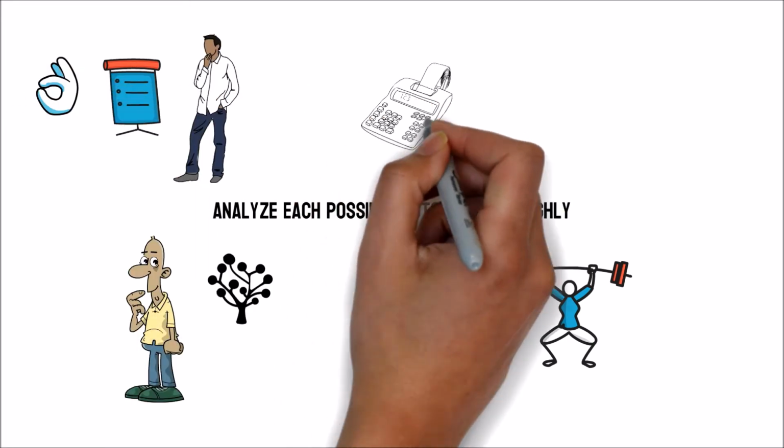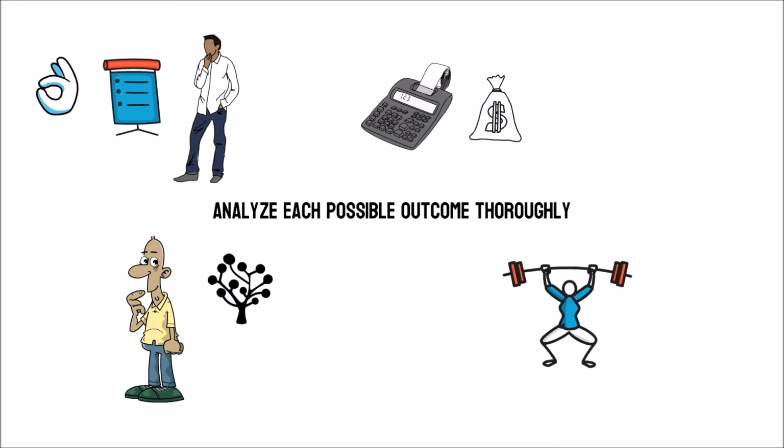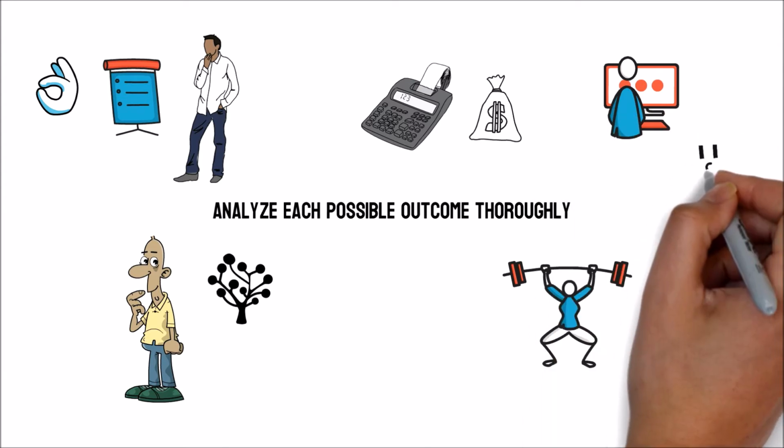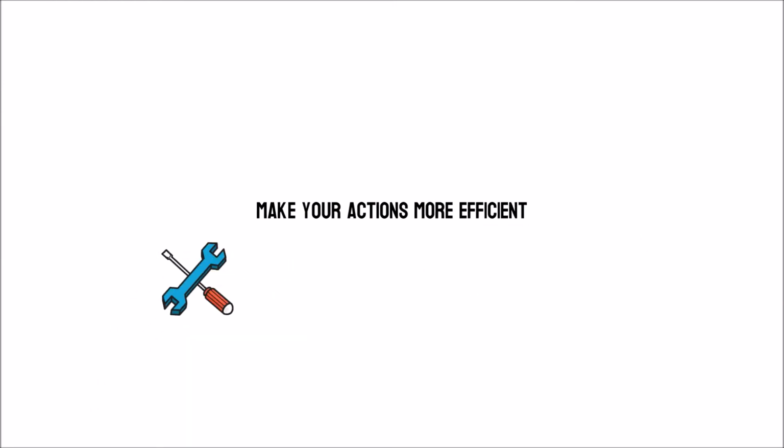The expected value formula can be used when working with financial sums. The expected value is computed by multiplying a possible consequence by the probability of it occurring. Make your actions more efficient. Accordingly, this step is to fine-tune your activities.